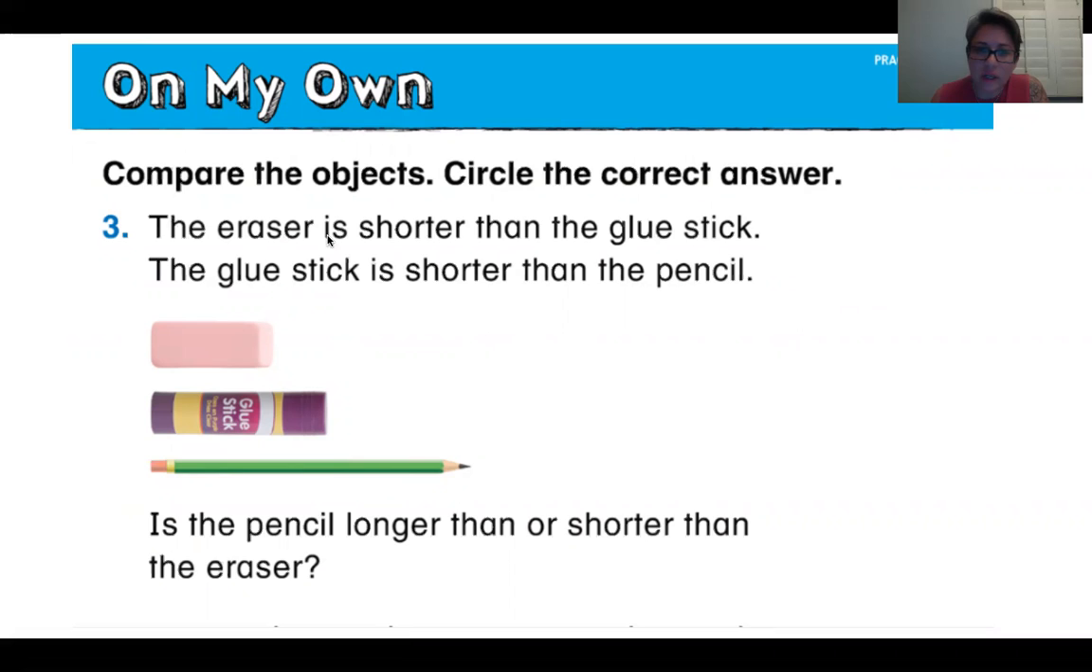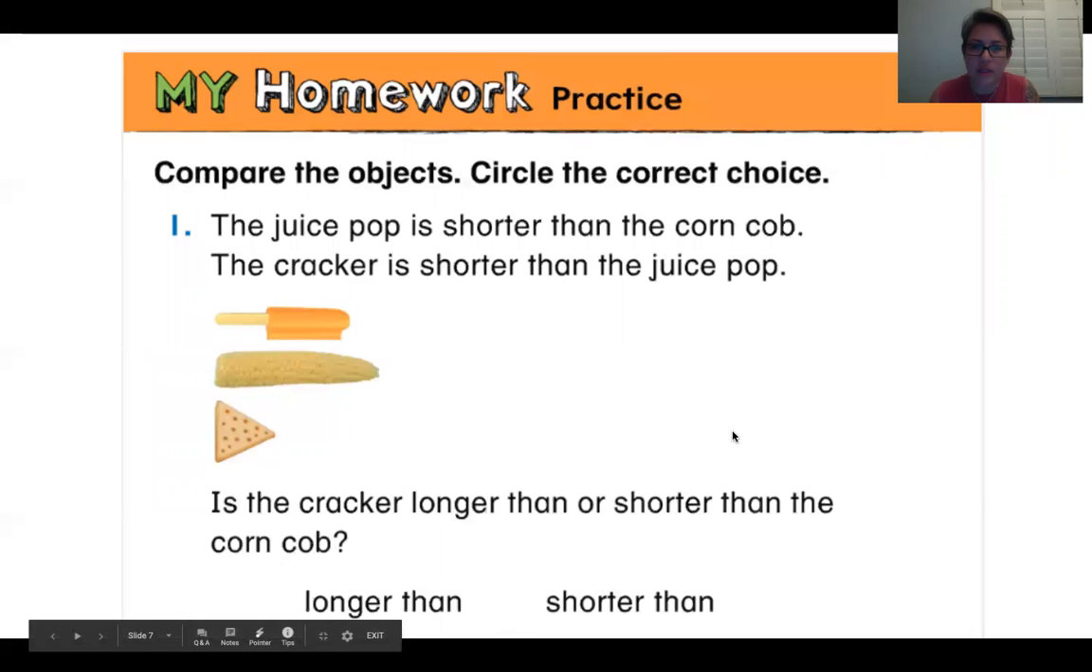The eraser is shorter than the glue stick. The glue stick is shorter than the pencil. And the pencil is the longest of them all. And this is where we start measuring. They have to be at the same place in order for us to compare. Okay, continue.